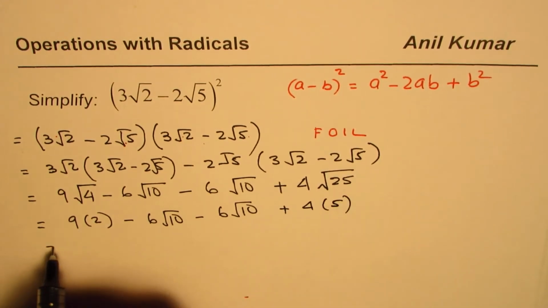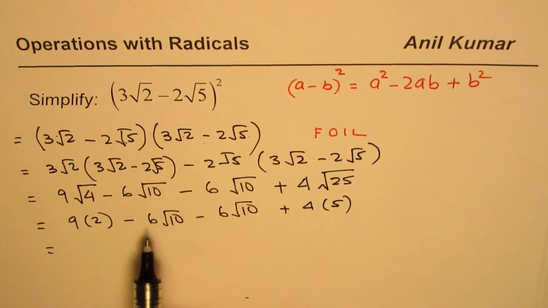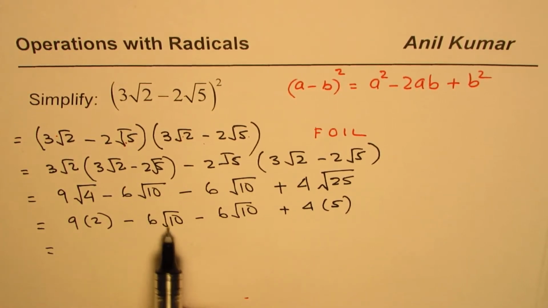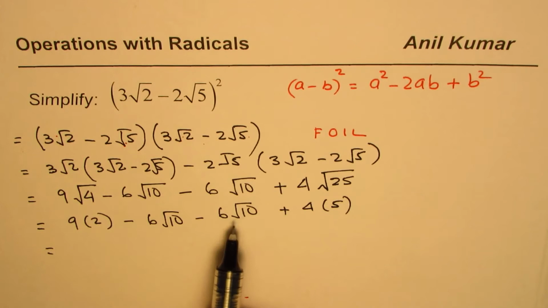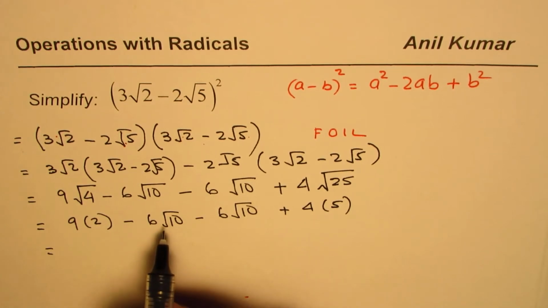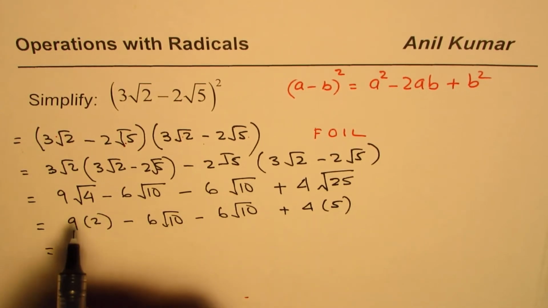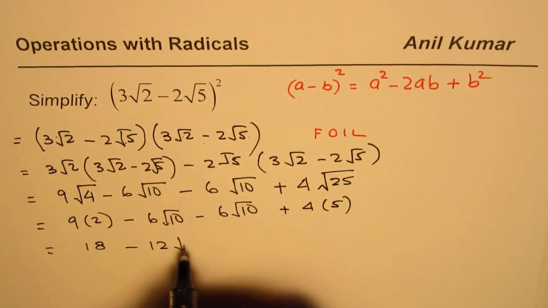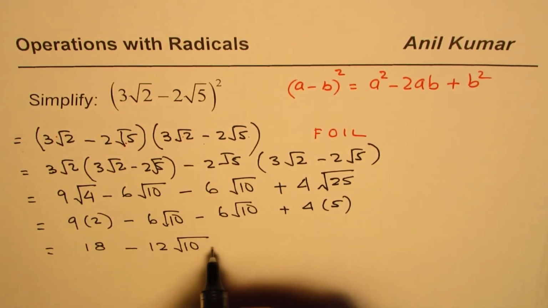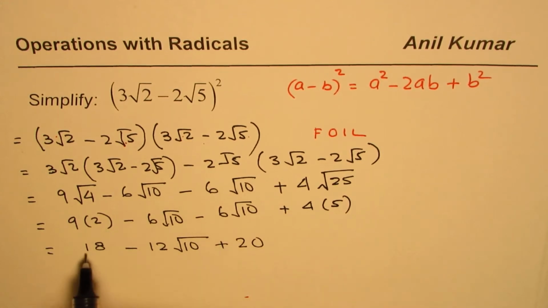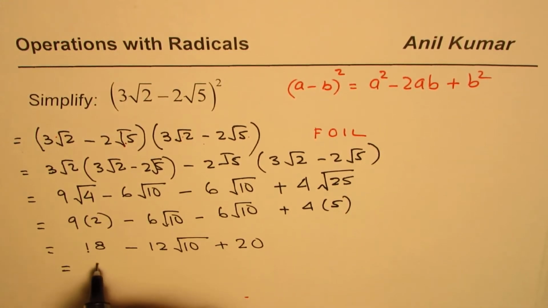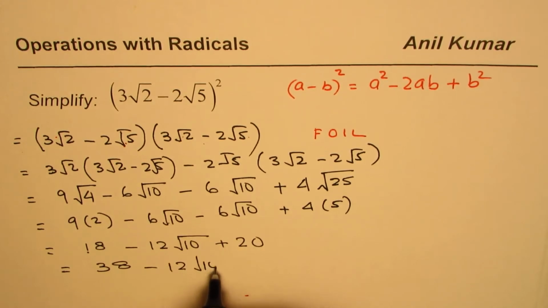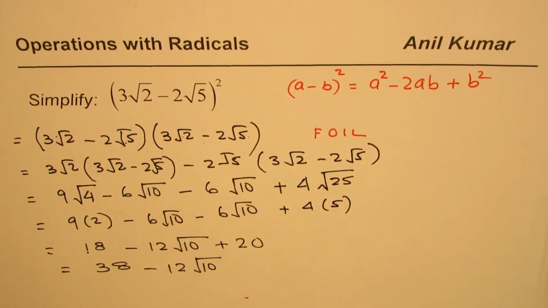Correct? Now we can combine the like terms. Minus 6 square root 10 minus 6 square root 10 could be written as 12 square root 10, right? 9 times 2 is 18 minus 12 square root 10, and here we have plus 20. 18 plus 20 is 38. So we have 38 minus 12 square root 10 as our answer, right?